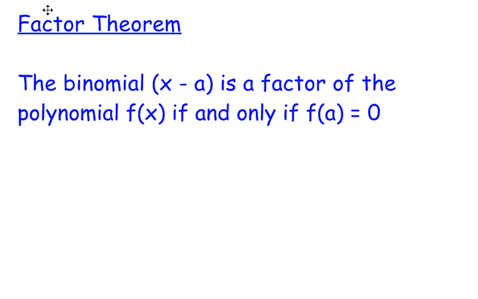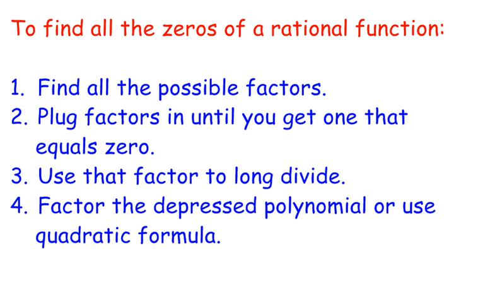In this lesson we are going to learn about the zero factor theorem. This reminds us that a binomial, for example x minus 3, is a factor of the polynomial if and only if f of a equals 0. So f of 3 equals 0. That's the factor theorem. So as we do this, we're going to now use all the things we've done the last few days to find the zeros of a rational function.